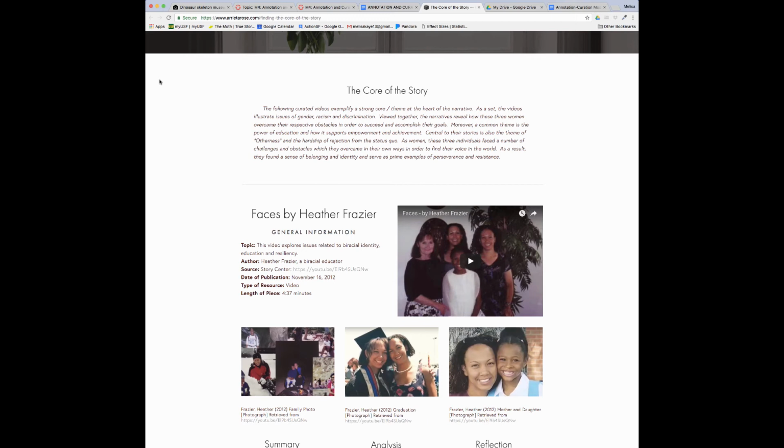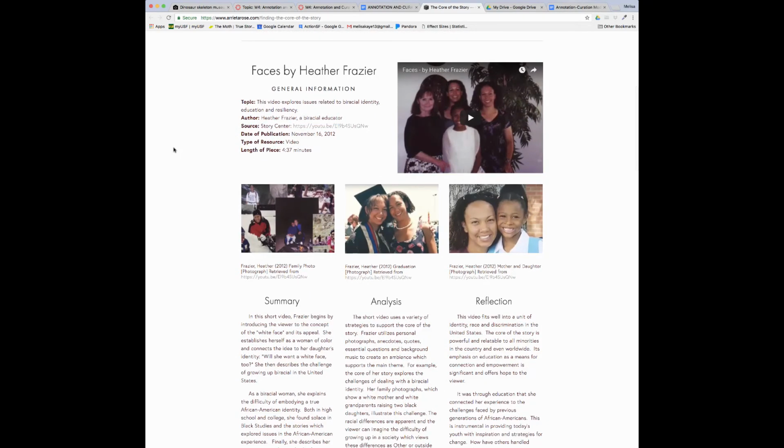But right away, we know that the videos are collectively looking at the core of the story. They're looking at women, and they're looking at issues of gender, racism, and discrimination. So this curation sets us up. Then she goes into each of the annotations. The first one, she includes the title here and all of the general information right underneath. Very nice pictures that are included, and notice that they're all credited.